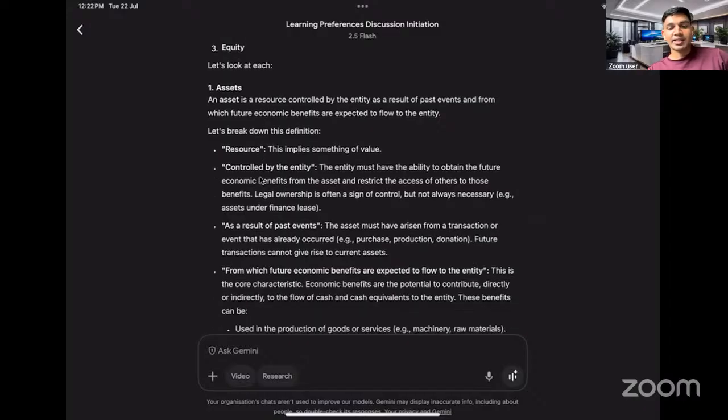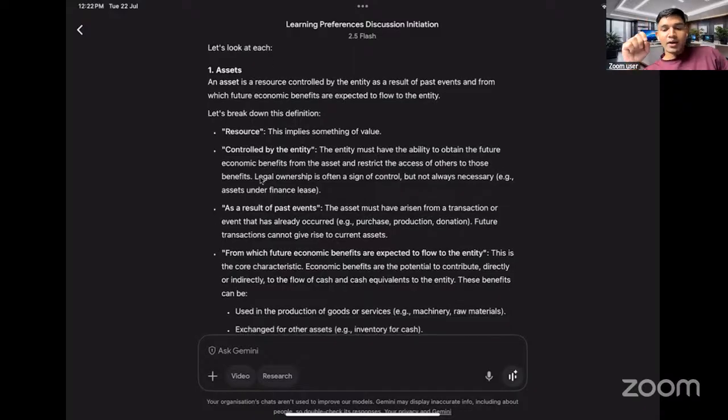An asset is a resource controlled by the entity as a result of past events and from which future economic benefits are expected to flow to the entity. There are three important things: resource, controlled by the entity, as a result of past events, and from which expected future economic benefits are expected to flow to the entity. Okay, let's break down this definition.